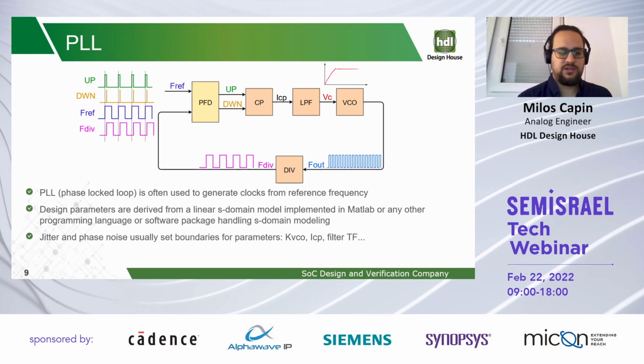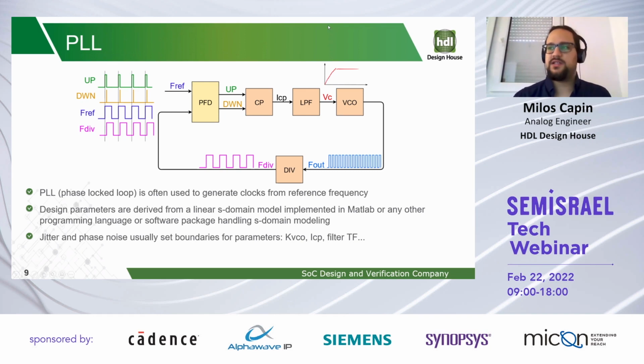Usually, jitter is the limiting factor in the design of PLLs. From jitter, we can derive phase noise plots, which we can then incorporate in our MATLAB model. And we use that to derive parameters like KVCO, ICP, which is the charge pump current, the filter transfer function, and so on. In modern communication standards, the jitter spec is very strict, and this is usually the main design challenge when designing PLLs.